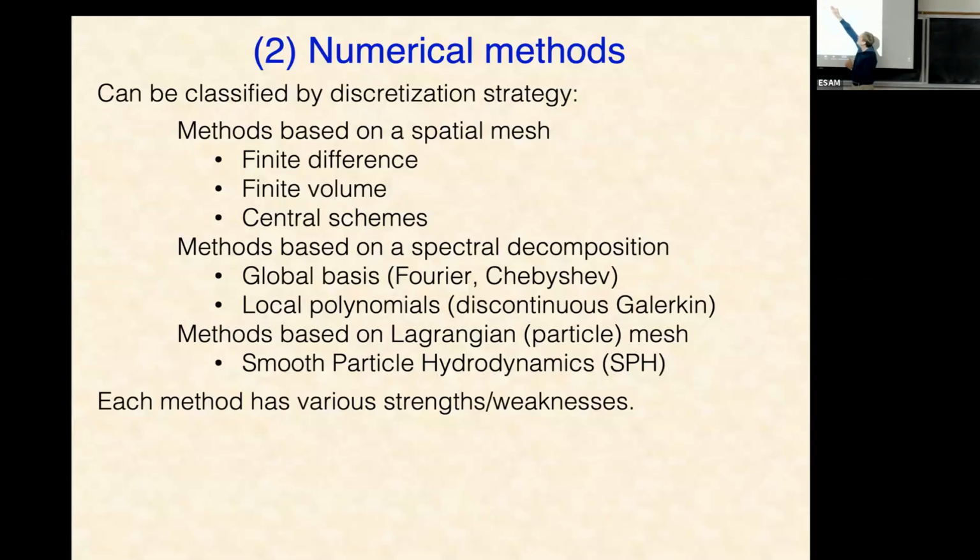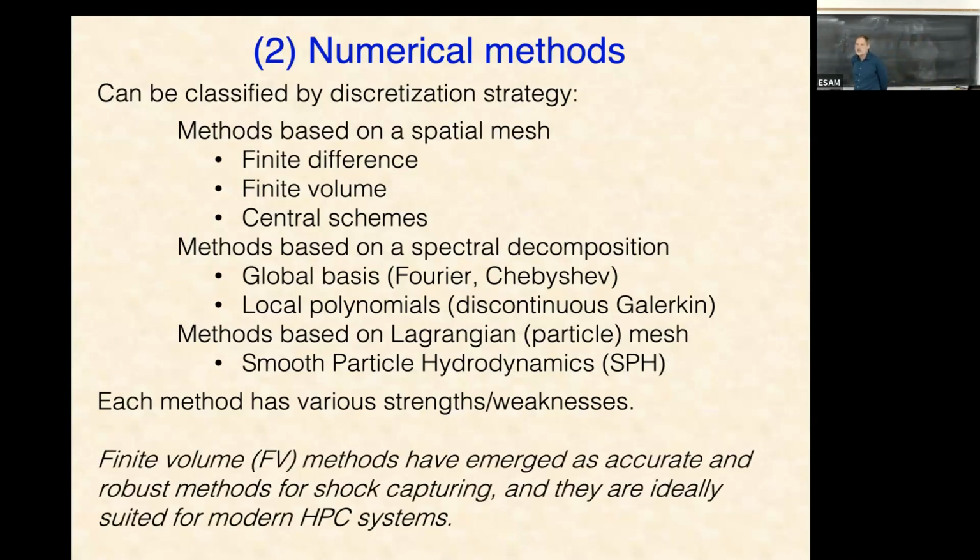For example, in methods based on a spatial mesh, you can allow the mesh to move with the fluid and have a Lagrangian representation, or you can have a mixed Lagrangian-Eulerian method, so-called moving mesh methods. And so there's a zoo of methods, and indeed courses can be taught, and are taught, I'm sure, on methods for solving these equations. They all have their strengths and weaknesses. I'm going to strictly focus on so-called finite volume methods in this talk because they've proven to be extremely robust, work very well on modern computers, and are very appropriate for the kind of compressible flows we're going to be talking about today.